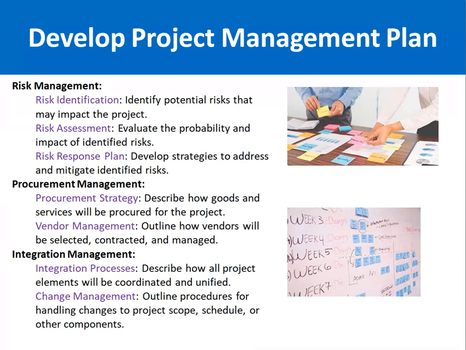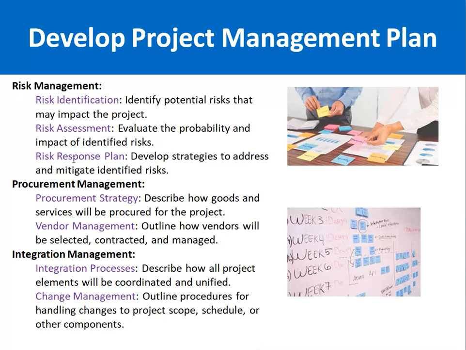Next is risk management. In the risk management plan, the first thing we have to do is identify the potential risks that may impact the project. Then we have to assess those risks. That means what is the probability and impact. Probability means how many chances there are of that risk, and impact means, for example, whether it has a major impact or a minor impact. This is the risk assessment.